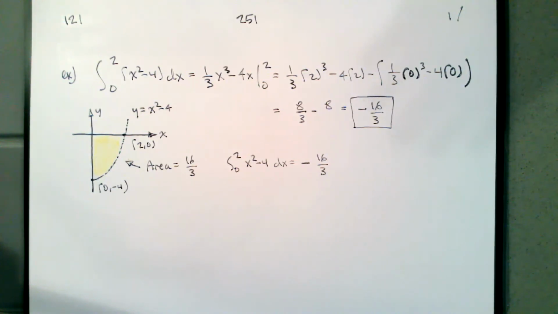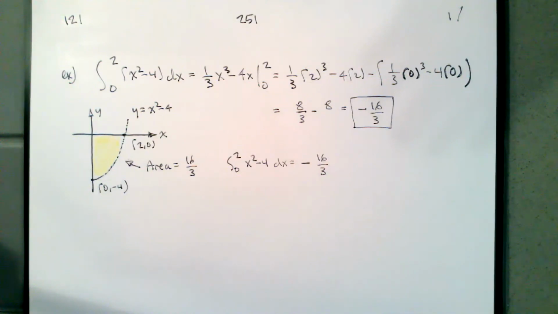Today we're going to continue looking at the definite integral. If you would recall, we looked at this example last week where we're using the fundamental theorem of calculus to evaluate the definite integral from 0 to 2 of x squared minus 4 dx. We found the antiderivative, 1/3 x cubed minus 4x, and then evaluated at 2 and 0 and subtracted.